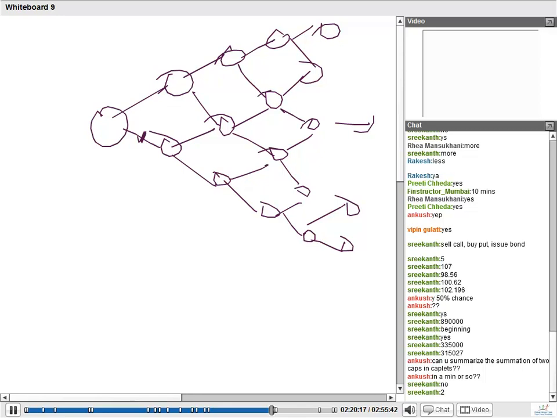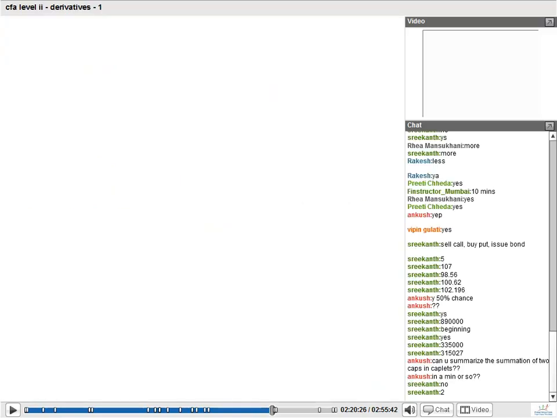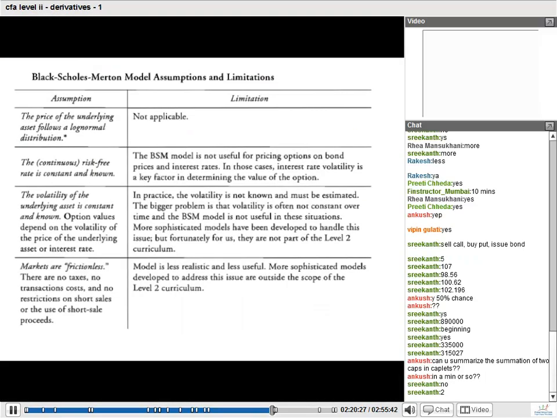Now the exact derivation is obviously not there in our curriculum. Black-Scholes got a Nobel Prize for this, so I'm sure we are not expected to know this. So we'll learn the Black-Scholes formula and learn its application. However, before that, we need to understand the assumptions that Black-Scholes made before understanding his option pricing formula.